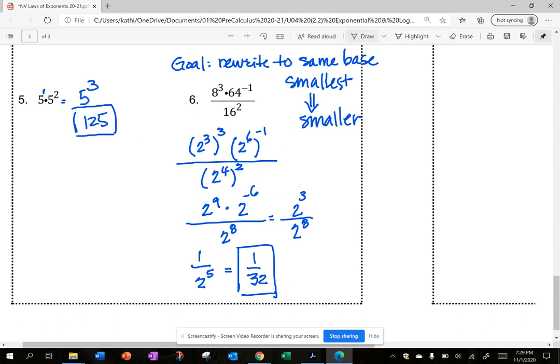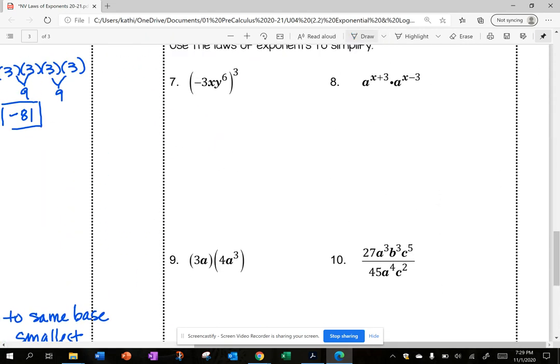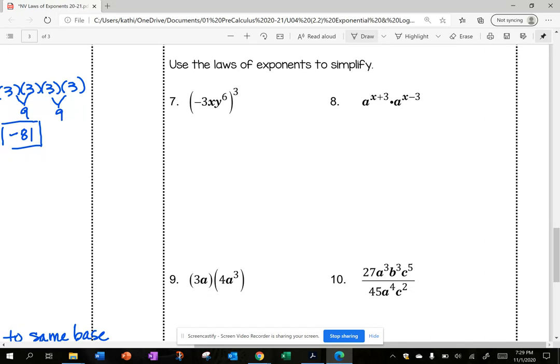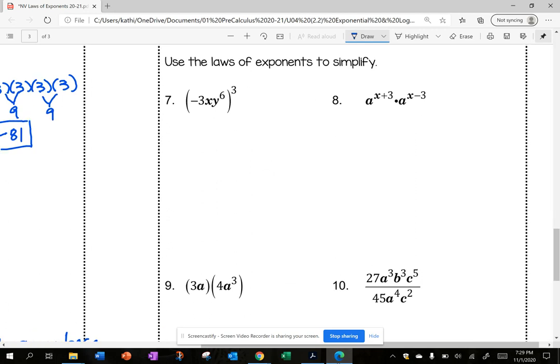All right, let's try some more. Use the laws of exponents to simplify. So my cubing is on the outside, so that applies to everything inside. So I'm going to rewrite first. So this is -3 quantity cubed times x cubed, and 6 times 3 is 18, so y to the 18th. -3 cubed is -27, x cubed, y to the 18th.